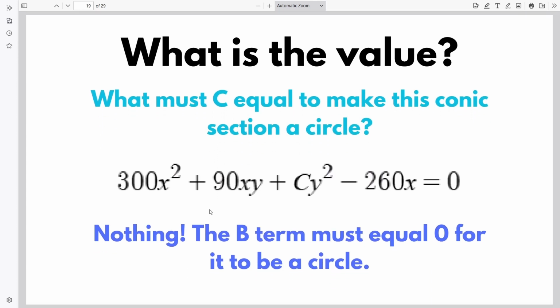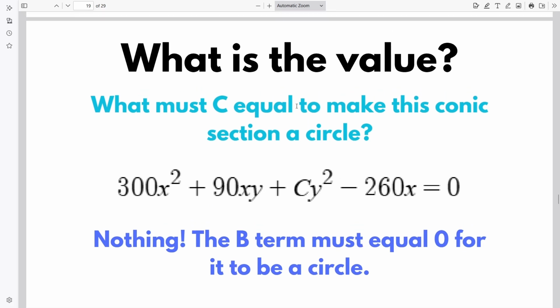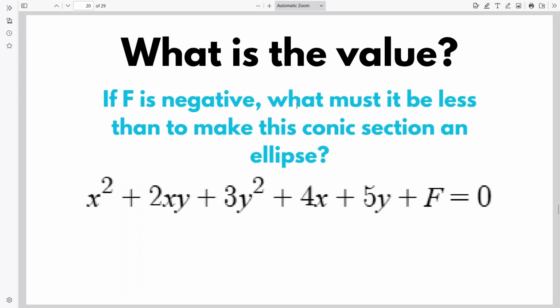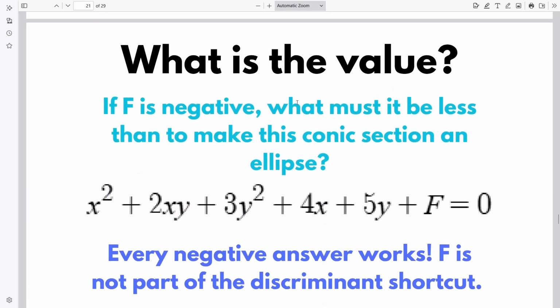At least, nothing works in, I guess, this domain, but maybe some complex stuff. Maybe I'm just wrong. So, once again, if f is negative, what must it be less than to make this an ellipse? Yeah, you got your answer? Well, you shouldn't have, every answer works.